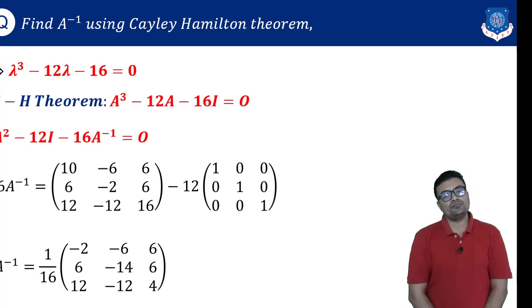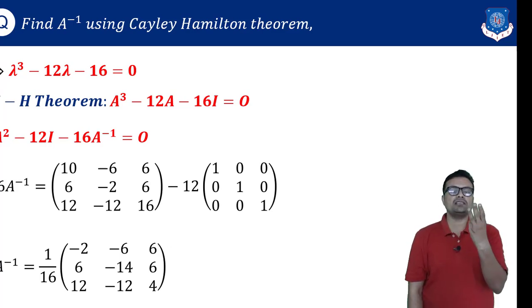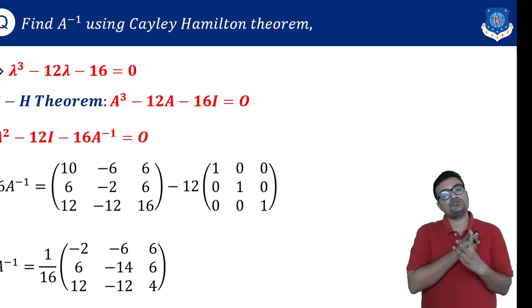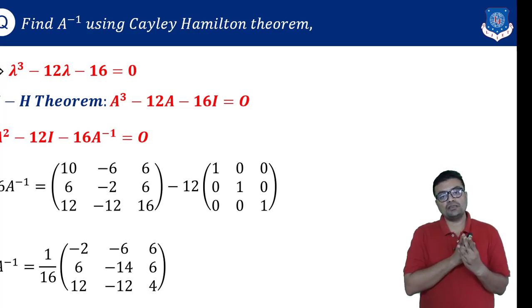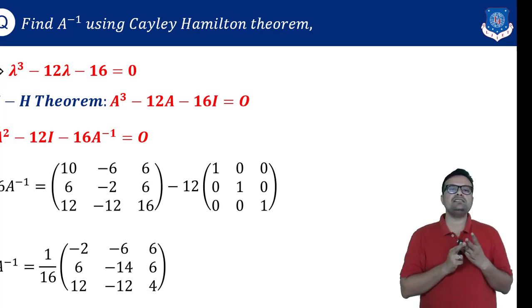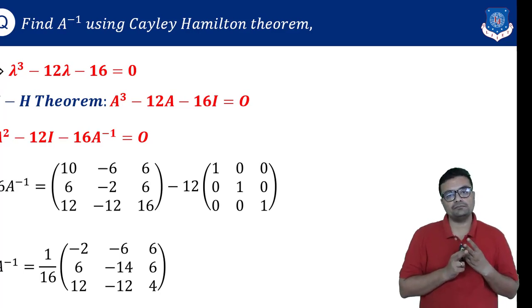So at this moment I want to recall, now we have three methods to find inverse of the matrix. The first is our regular method, adjoint upon determinant. Second is the algorithmic method, Gauss-Jordan method, and this is the third and the easiest method known as Cayley-Hamilton theorem.